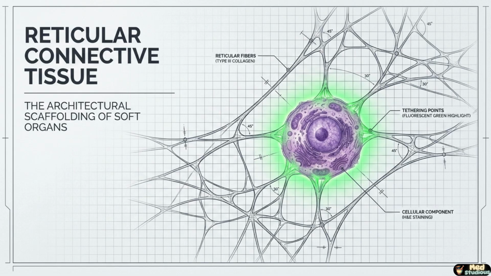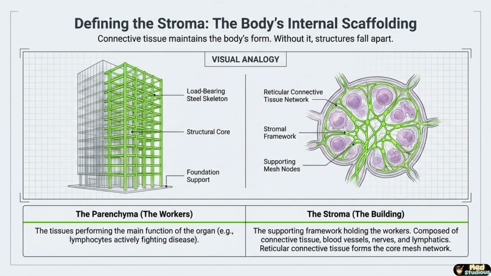Let's get started. To truly understand reticular tissue, you have to understand the fundamental concept of the stroma. In histology and anatomy, we divide an organ into two distinct parts, the parenchyma and the stroma. The parenchyma consists of the workers, the specialized cells performing the actual function of the organ, like lymphocytes fighting a disease. But these workers need a building to work inside. That building is the stroma. The stroma is the supporting framework holding the workers in place, composed of connective tissue, blood vessels, and nerves.